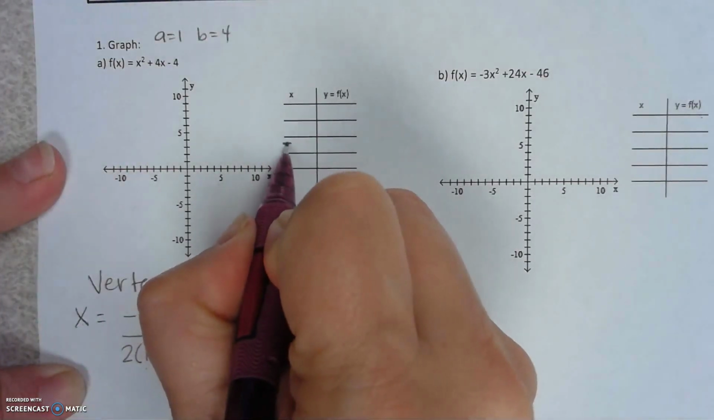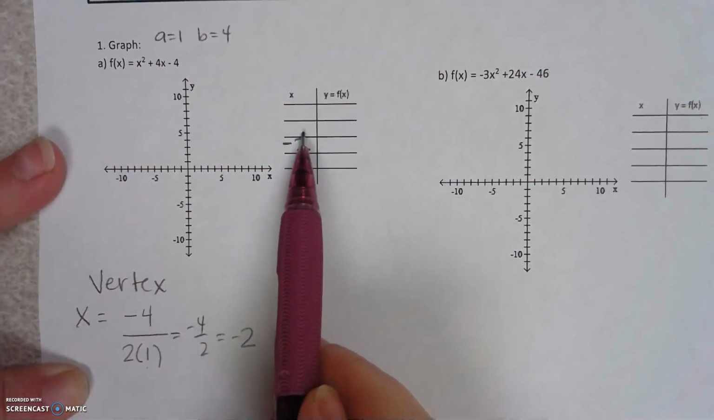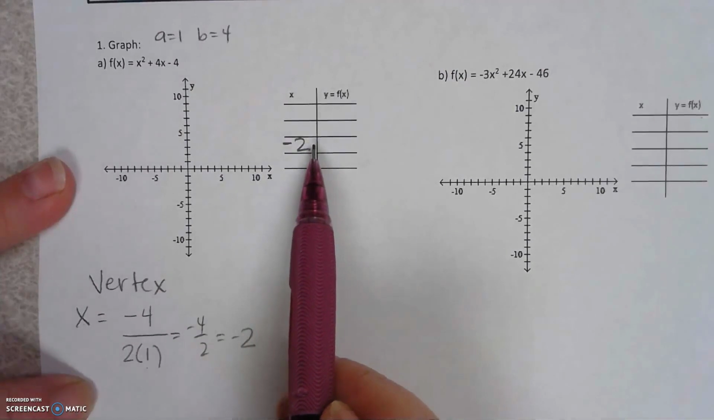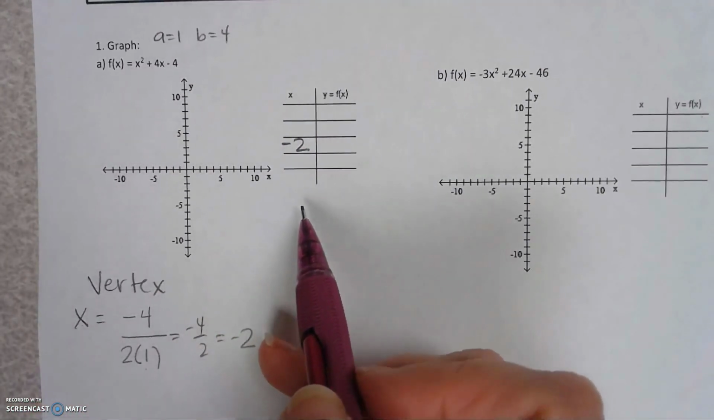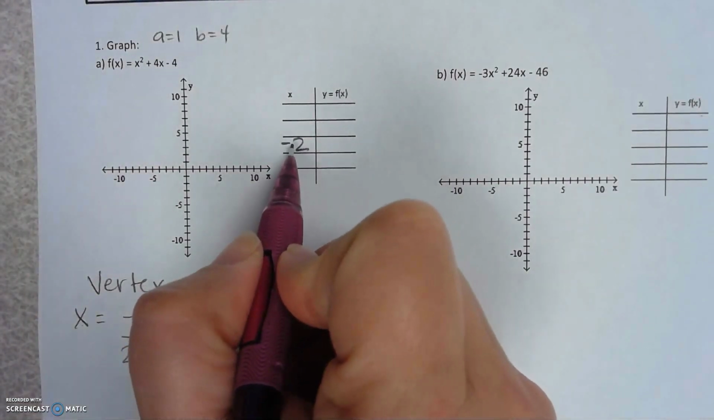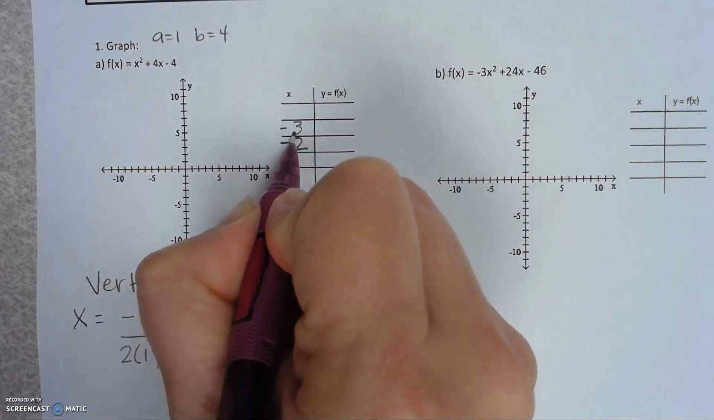I'm going to put that right here in the middle of my table. Alright, so my vertex, the x coordinate is -2. What I'm going to do is pick values to the left and right of that are the same distance. So if I think about what number is 1 to the left of -2, that would be -3.